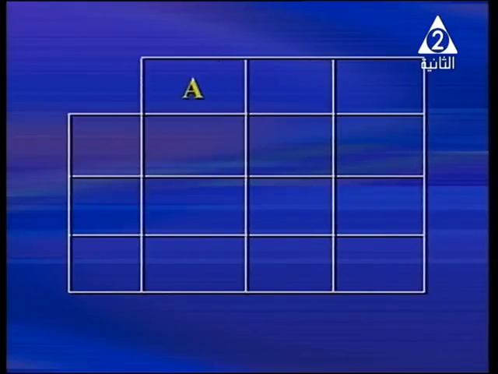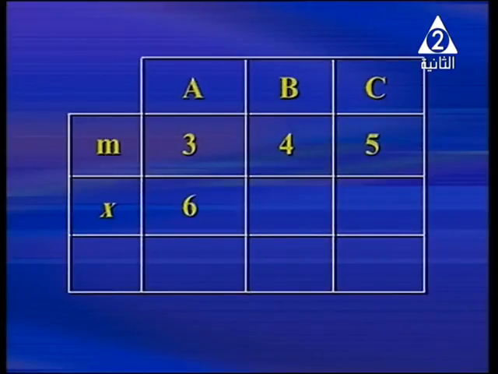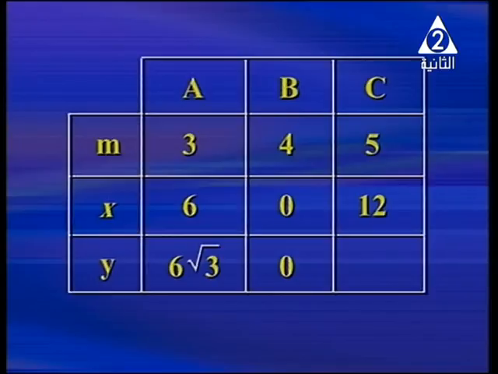Dear student, look at the table at point A, point B, point C. What is the mass? At point A 3, point B 4, point C 5. What is the x? At point A coordinate 6, point B 0, point C 12. What is the coordinate y? At point A 6 root 3, point B 0. Why? Because this is the origin point. Point C, its coordinate of y equals 0.